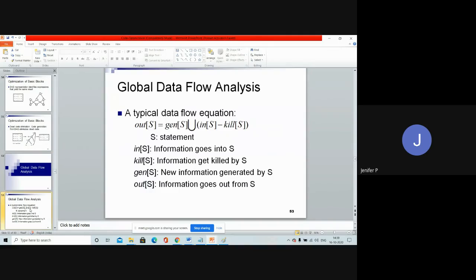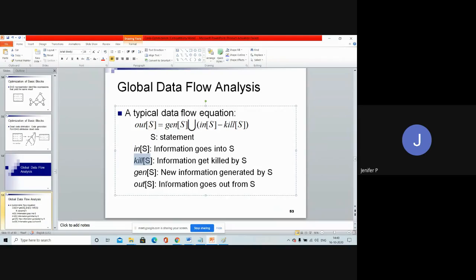This data flow analysis can be defined by an equation, the data flow equation: out of S is equal to gen of S union in of S minus kill of S. These are data sets that contain the information you gather while the program is executing. S is nothing but a statement. In of S represents the information that goes into S. For example, A is equal to B plus C. What is the value of B going to that statement? What is the value of C going to the statement? That is in of S.